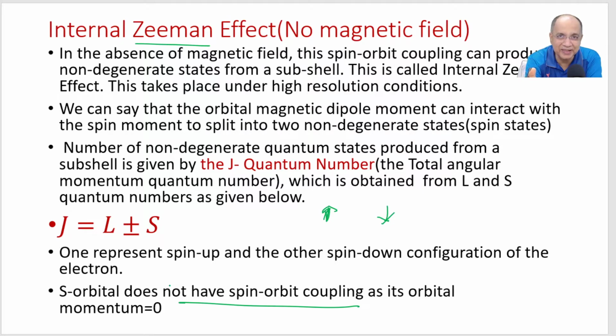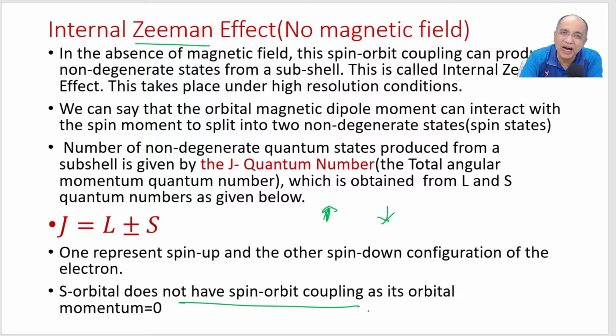I'm talking of LS coupling. I'm not talking of further splitting in the presence of a magnetic field. That will be different; it will have negative values. But in pure LS coupling, J values will be positive. If it is a D subshell, L is equal to 2, plus or minus half, and there is one unpaired electron, so 2 plus half is 5 by 2, and 2 minus half is 3 by 2. Only two states, spin up and spin down, characterized by J values 5 by 2 and 3 by 2. That's it.